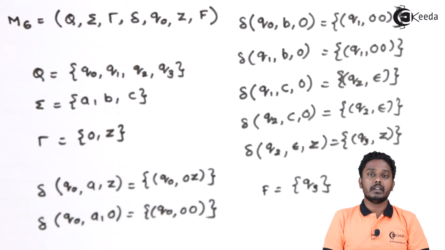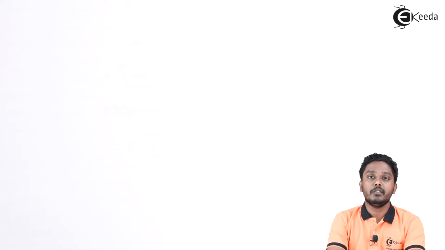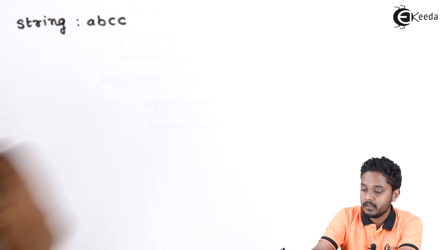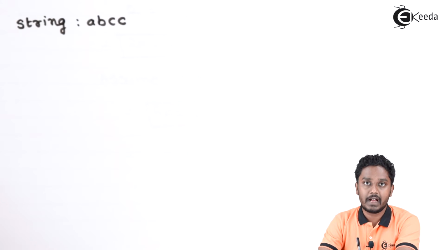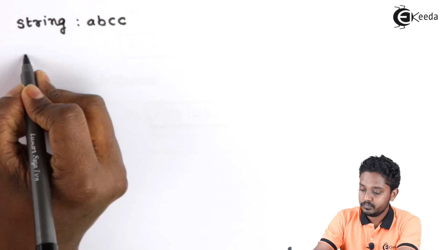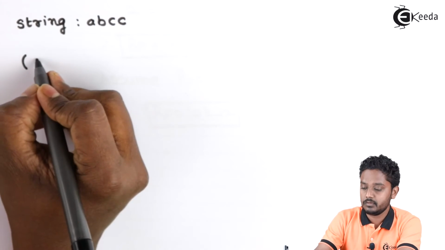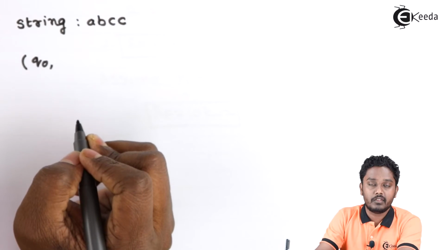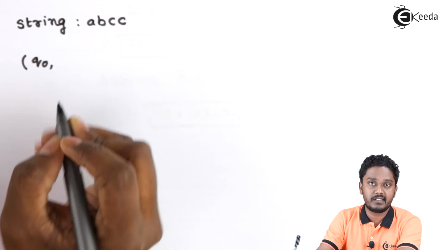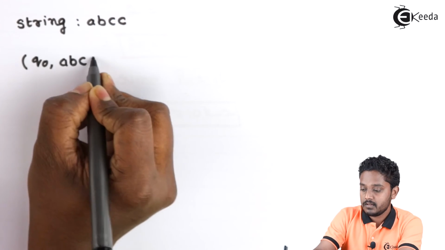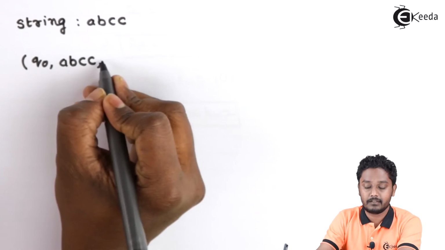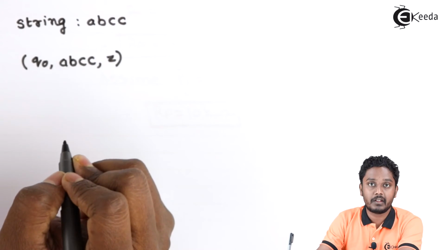Having constructed the machine and having written all the components, now let us try to run one string on this machine. Let us say the string that we are taking is ABCC. We are using the instantaneous description, ID. Initial state is Q0. The string is completely unvisited, hence ABCC. Top of the stack is Z.